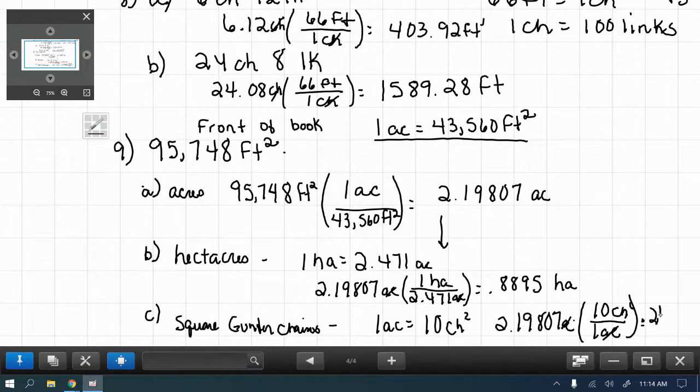21.9807 square chains. So that's an easy one. 1 acre is 10 square chains. So we just had to take our acres and multiply it by 10, and that gives us our square chains.